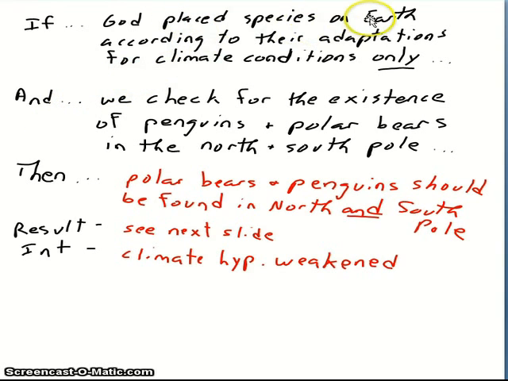If God placed species on Earth according to their adaptations for climate conditions only, and we check for the existence of penguins and polar bears in the North and the South Pole, then here's what we should find. Polar bears and penguins should be found in the North and the South Pole, right? So in other words, the penguins and polar bears have adaptations for cold climates, so our prediction would be that both polar bears and penguins should be found in both regions, because both regions have cold climates.